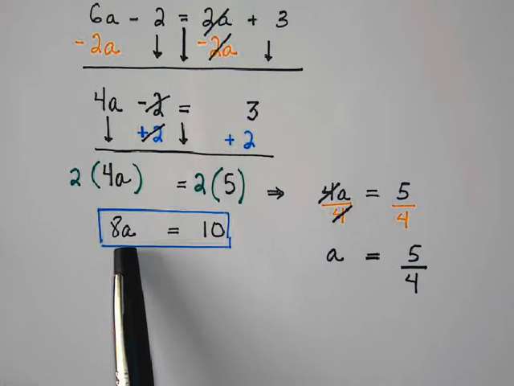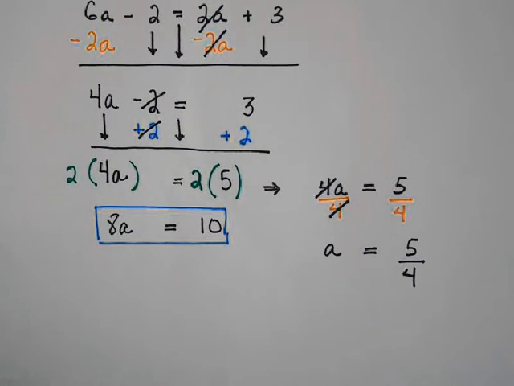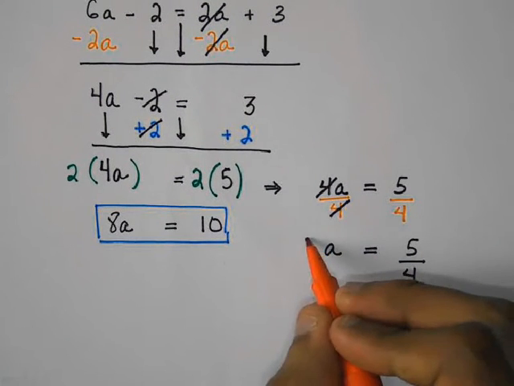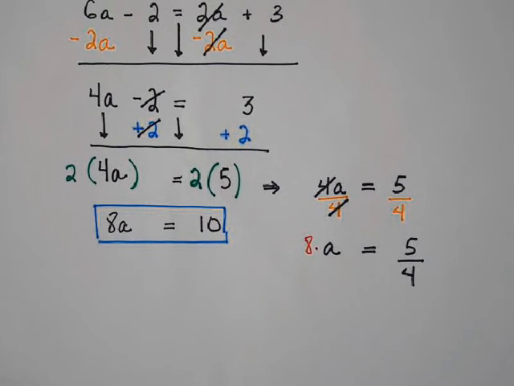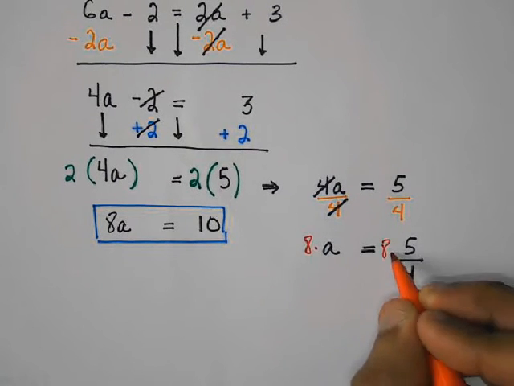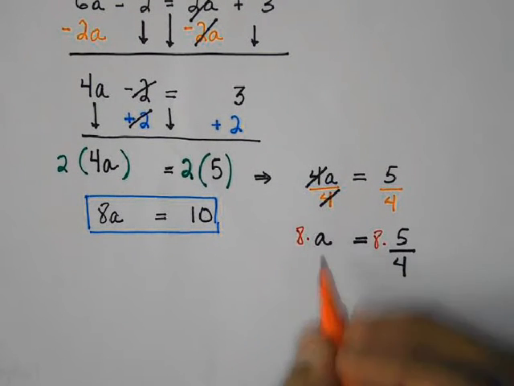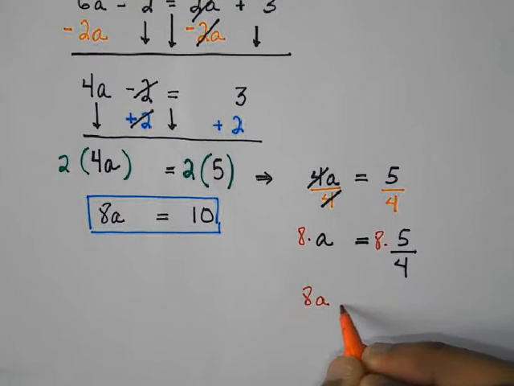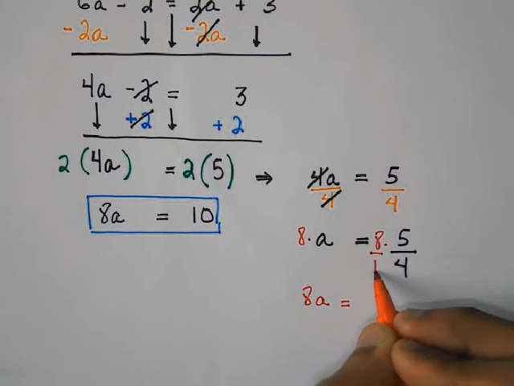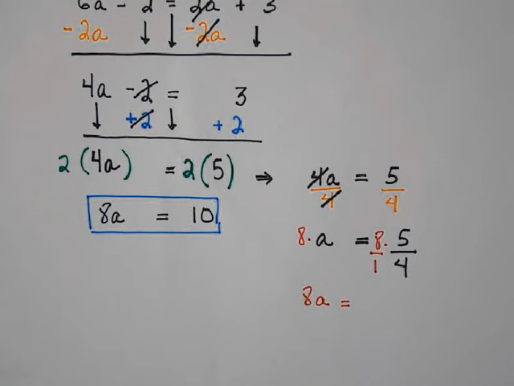It wants 8 times a. So what I would have to do here is multiply this side by 8, and then I would have to multiply this side by 8. Well, we can do this. This is not too bad. 8 times a is 8a. And think about 8 as 8 over 1, and now we just have to multiply 2 fractions.